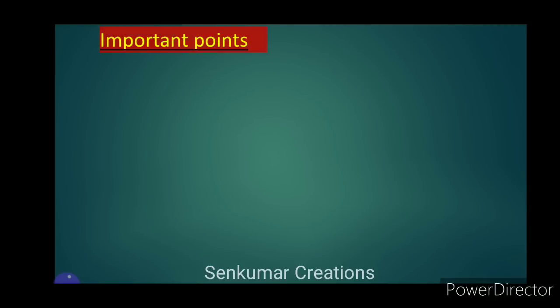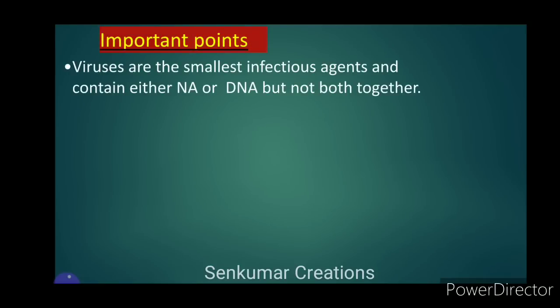You can see here the important points about this. Viruses are the smallest infectious agents and contain either RNA or DNA, but not both together. Nucleic acid, or deoxyribonucleic acid. So viruses are the smallest infectious agents and contain either RNA or DNA, but not both together.